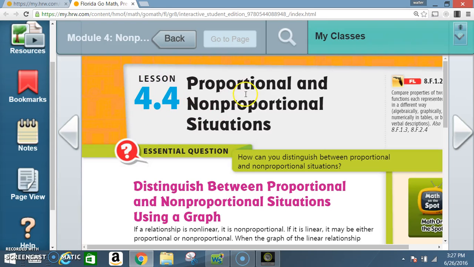Lesson 4.4, Proportional and Non-Proportional Situations.